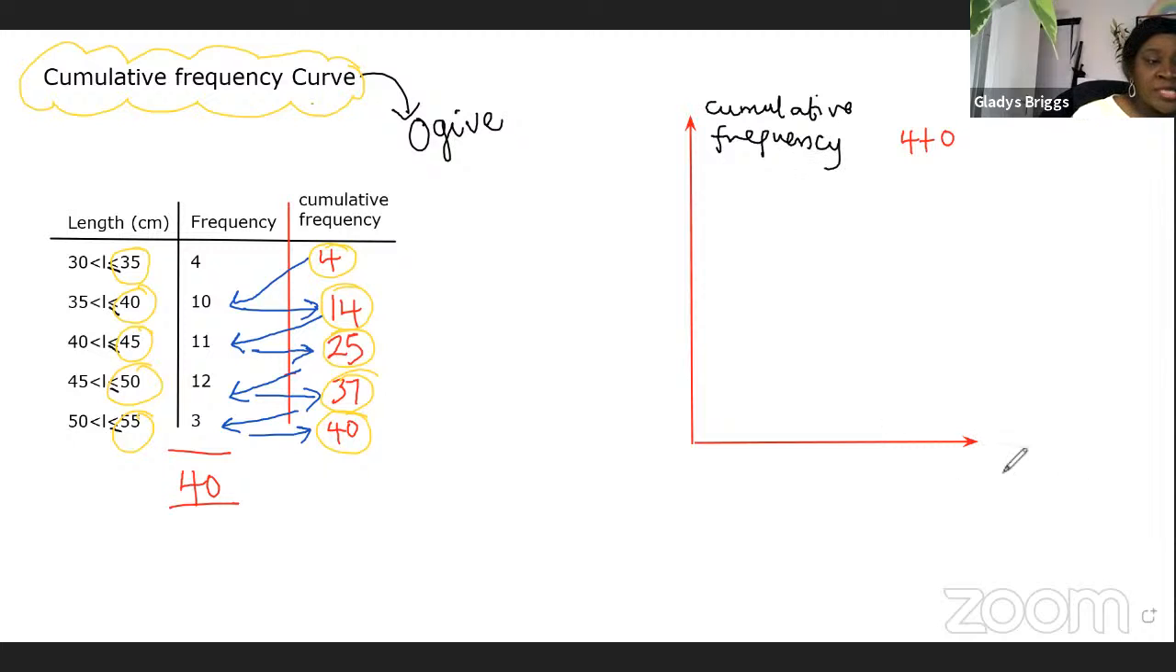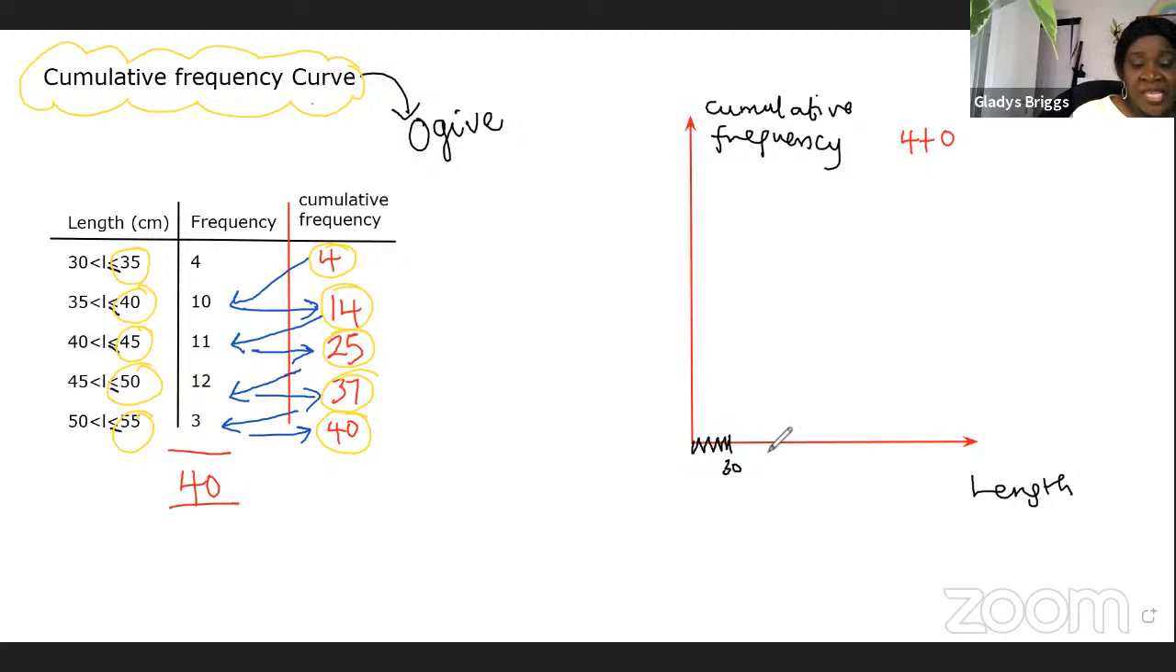And here you've got your data. In this case, it's length. So we're just going to put length in here. Then we're starting from 30. So we're going to go 30. And we can use a squiggly line or zigzag line to show that there's nothing happening between 0 and 30.